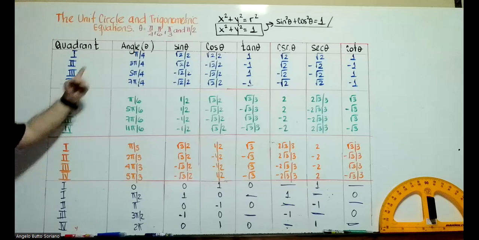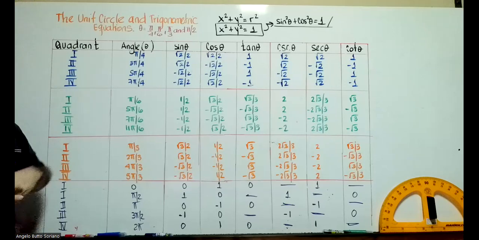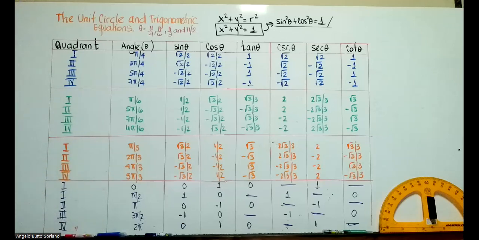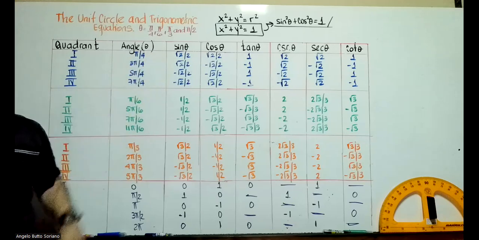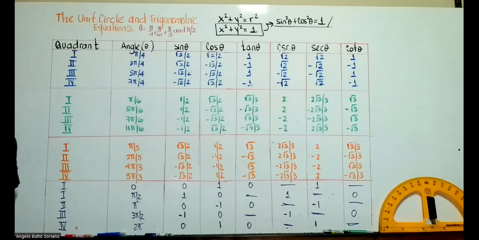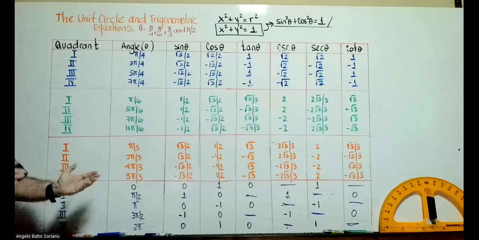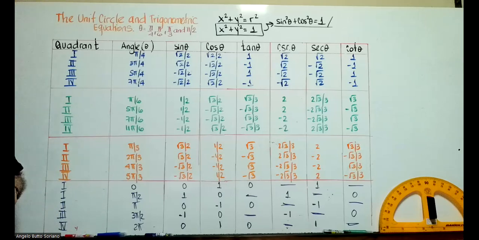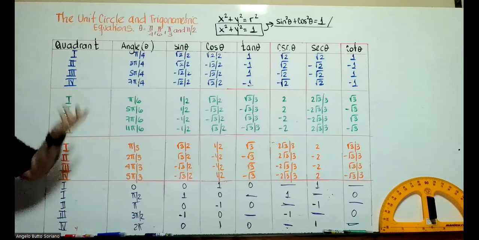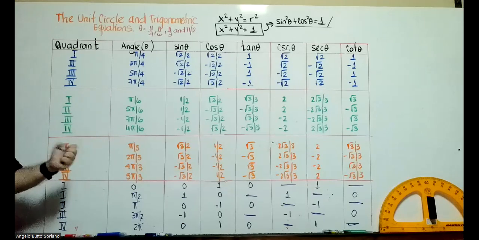For example, in the first quadrant, we're going to locate the values of pi over 4. The values for pi over 4, or 45 degrees, are: sine of pi over 4 is square root 2 over 2, cosine of pi over 4 is square root 2 over 2, tangent is 1, cosecant is square root 2, secant is square root 2, and cotangent is 1. Those values are given.